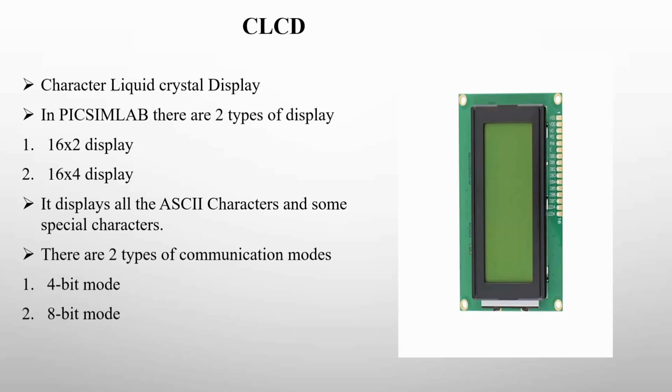CLCD has two types of communication modes, that is 4-bit mode and 8-bit mode. In 4-bit mode, we send data nibble by nibble. It is the same as 8-bit, but we use only 4 pins, D4 to D7, the rest remains the same. In 8-bit mode, we send data byte by byte. In our project, we are using 4-bit mode because for CLCD we are using port D. The port D pins RD0 to RD3 are used for the matrix keypad, so RD4 to RD7 are used for CLCD.